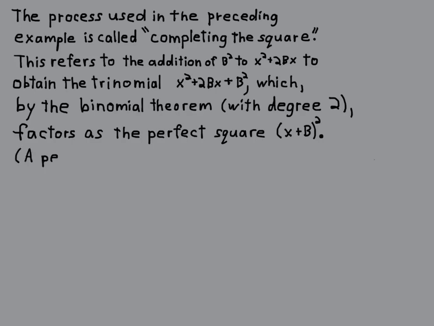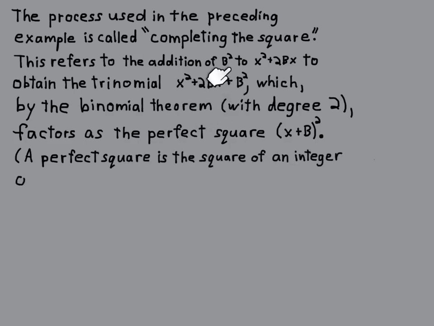Okay. So completing the square is just adding the b squared in there so that the remaining trinomial, this thing, is a perfect square. So a perfect square is a square of an integer like 4, 9, 16, or the square of a polynomial is also called a perfect square. Okay, so this is a polynomial. It's actually a binomial, right? And it's being squared. So that's a perfect square.